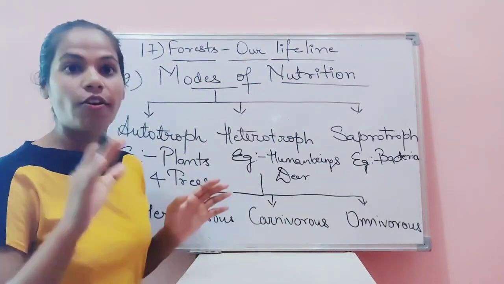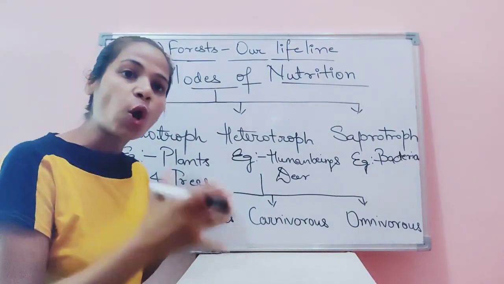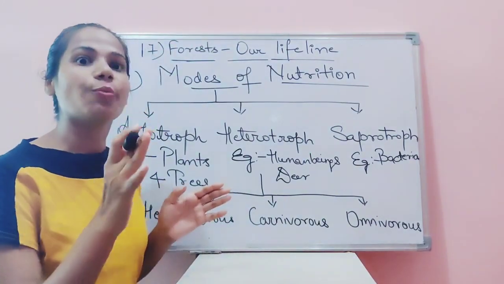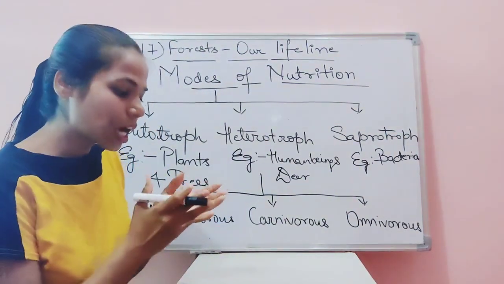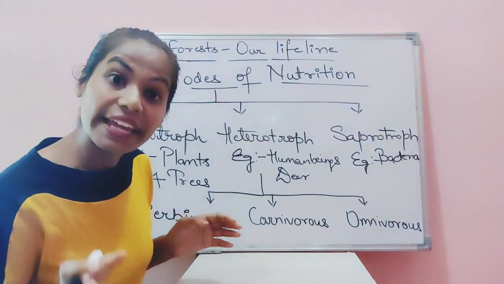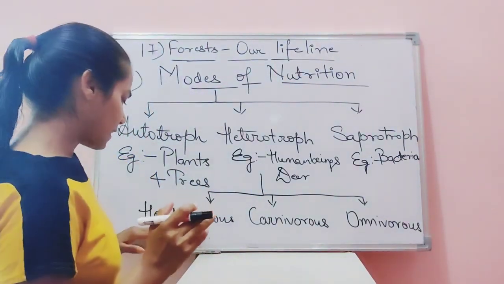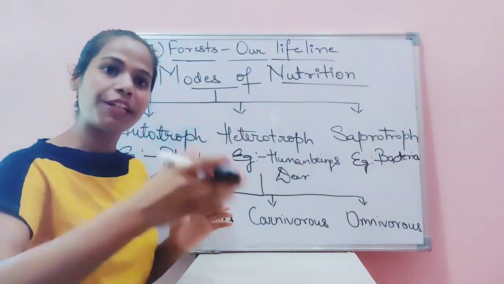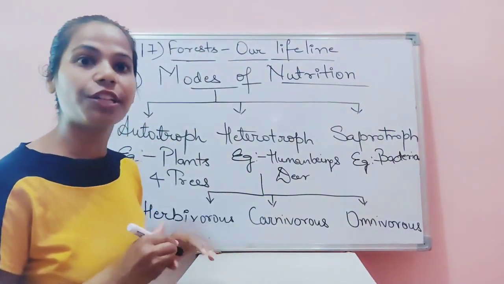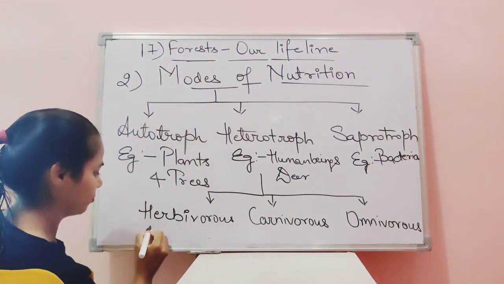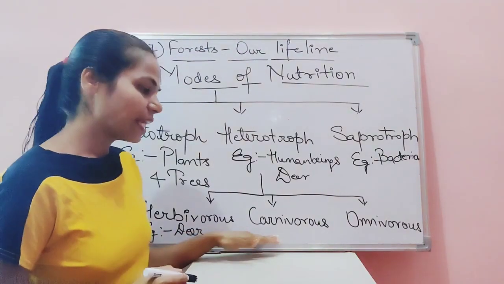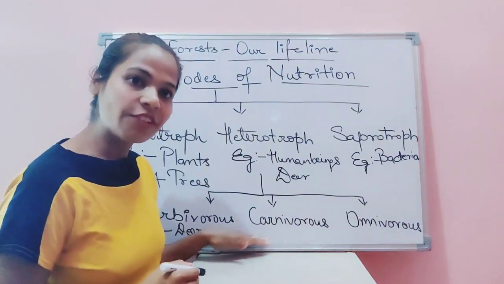Those animals which are eating only and only plants, like the domestic animals mainly, cows, buffaloes, goat, sheep, deer, etc. These are herbivorous, which are dependent on only plants for their intake of nutrition. The second one we are having is carnivorous, children.